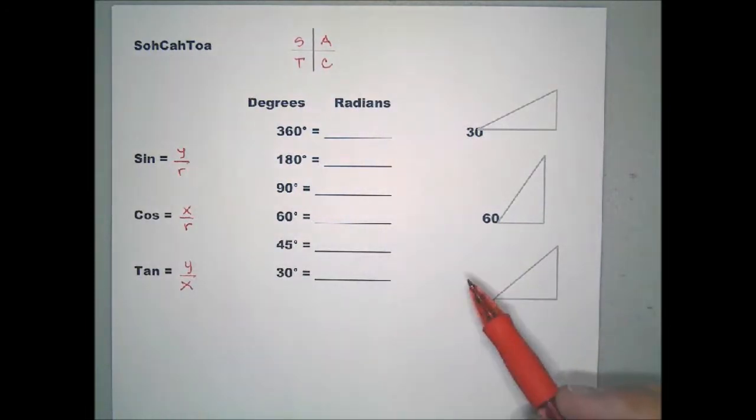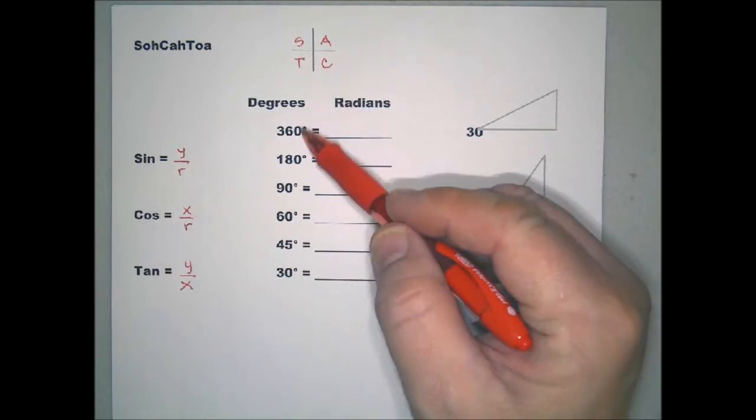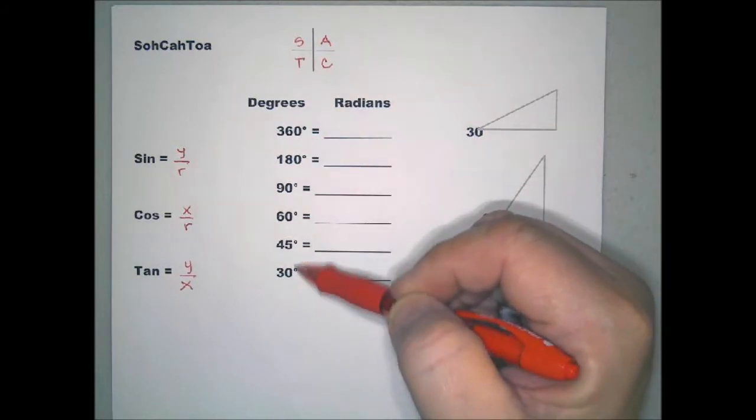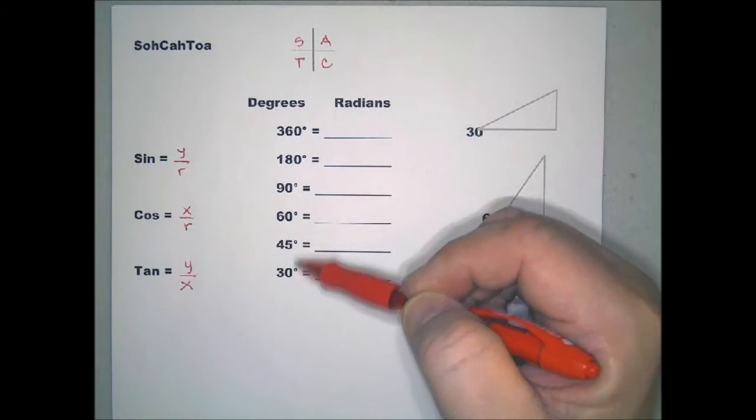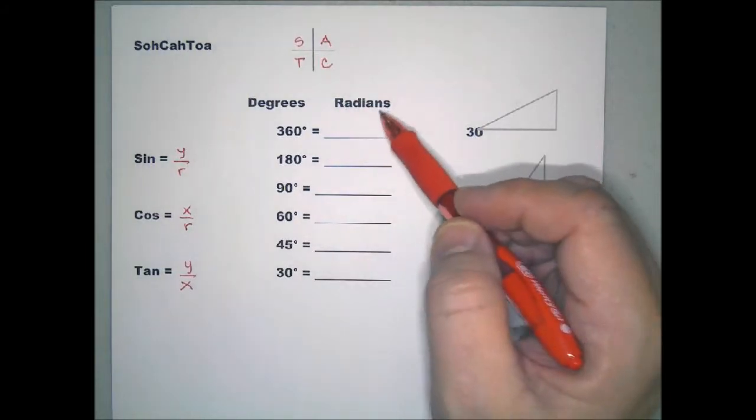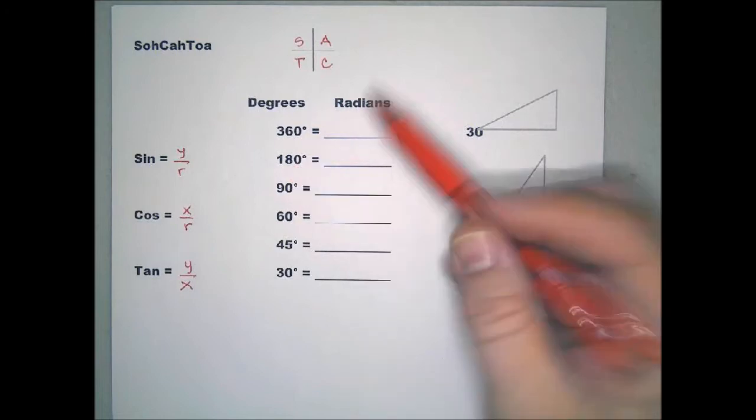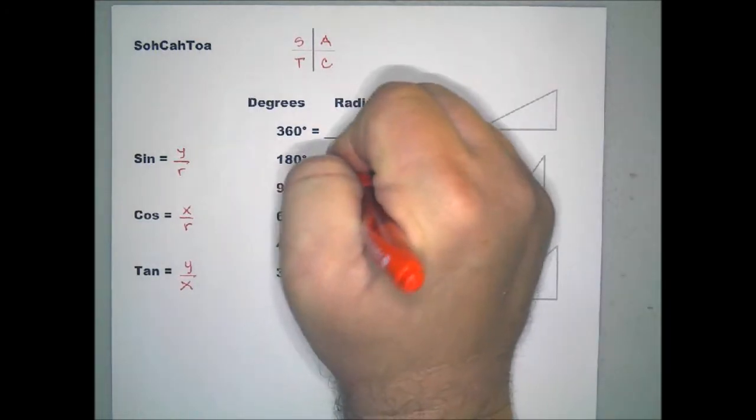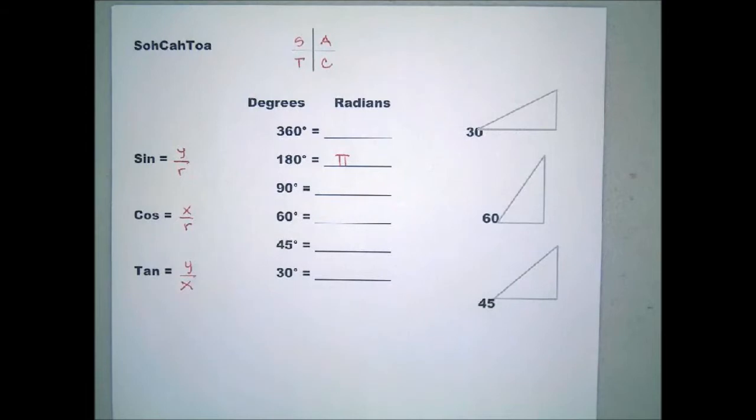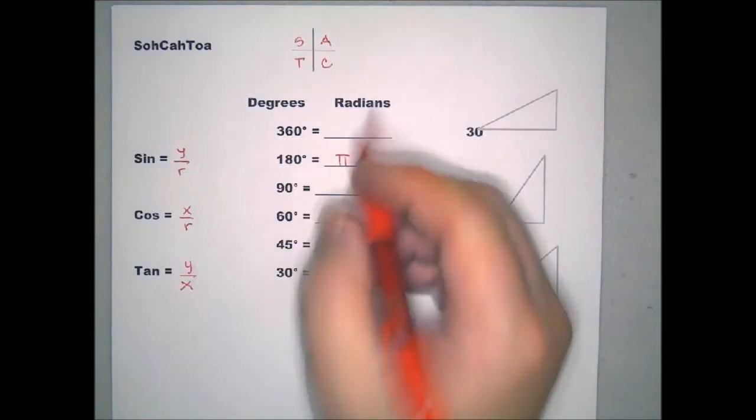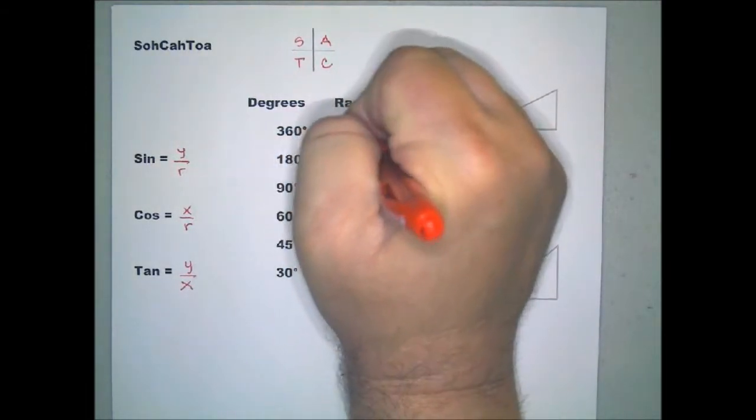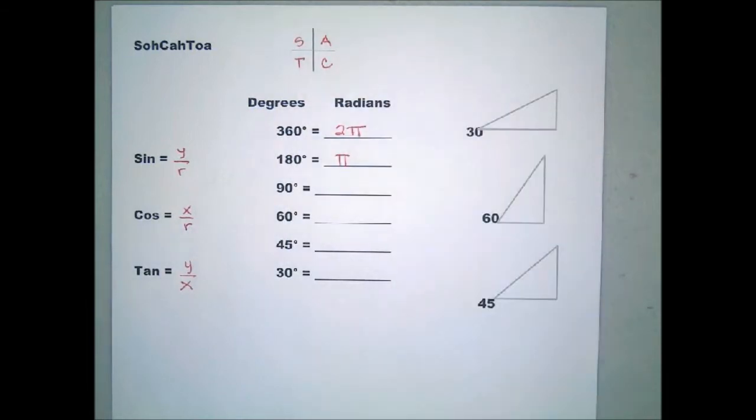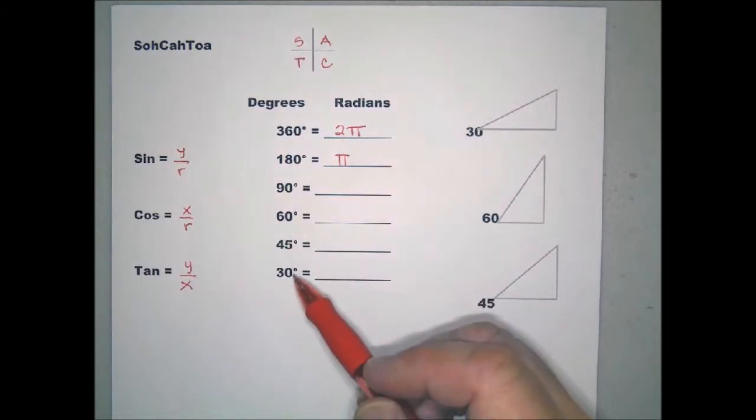Now, let's get to some of the new stuff. We know certain degree measurements, but let's look at what their equivalencies are in radians. Well, we already know 180 degrees simply equals pi radians. And we know 360 degrees equals 2 pi radians. But what about those special right triangles? We know those in degrees, but we also need to know them in radians.